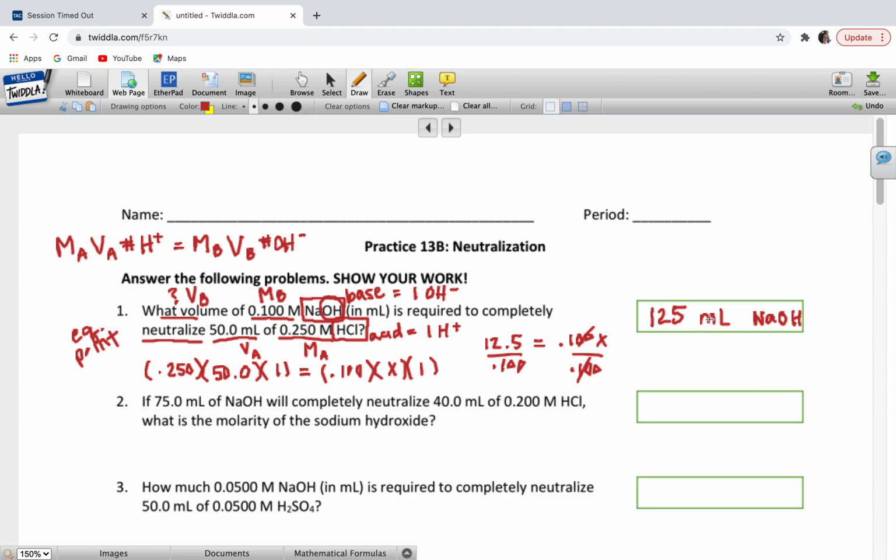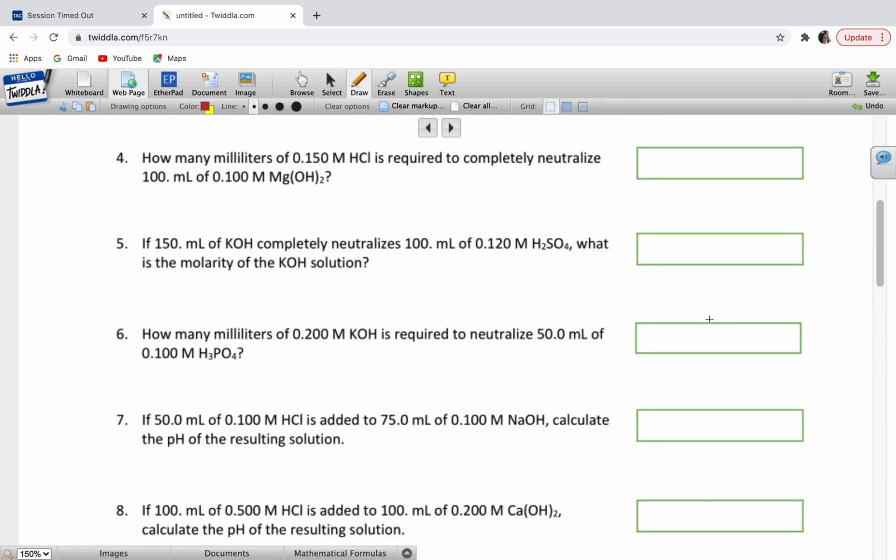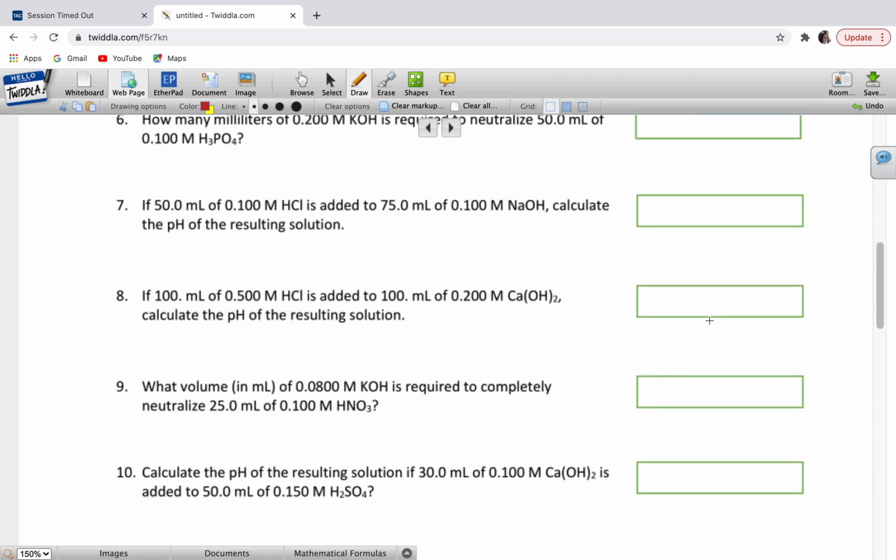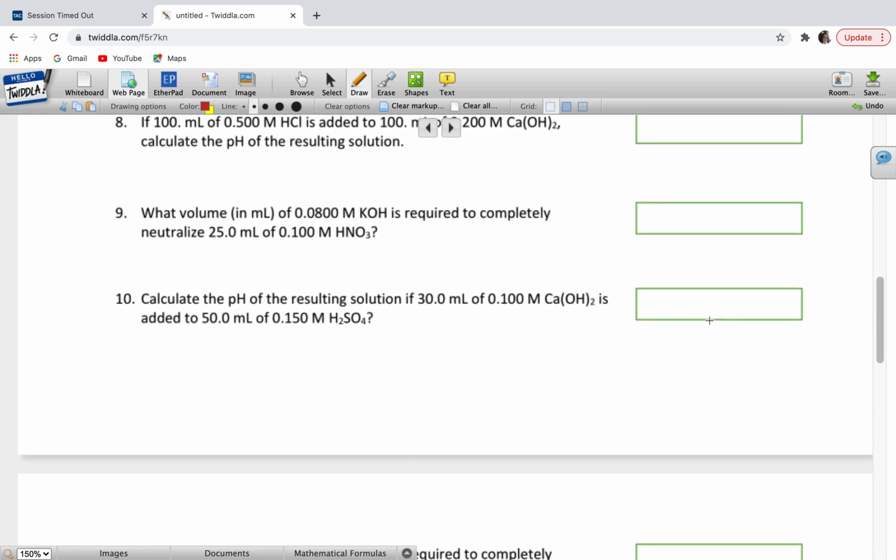Okay, so listen, most of the problems on this worksheet are just like that. You're going to plug the numbers into that equation and solve for the unknown. There are a couple of problems down here that are different. So go to number 10. In some of the problems, they have not asked you about neutralizing anything or finding the equivalence point. In question number 10, they're asking you to calculate the pH of a solution that results from acid and base being added together.